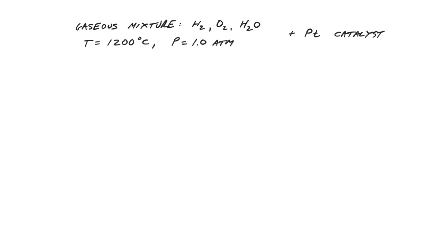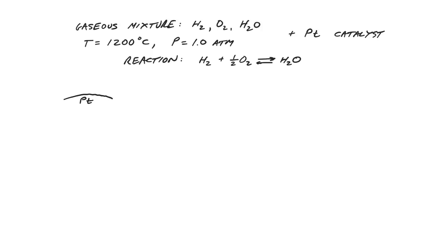Okay, one more. A gaseous mixture of H2, O2, and H2O at 1200 degrees C and 1 atmosphere in the presence of a platinum catalyst. Due to the high temperature and the presence of the noble metal catalyst, we expect rapid equilibrium of the hydrogen oxidation reaction. So we have a reaction in this case. Counting components and phases, we have a gas containing H2, O2, and H2O. But do we count the platinum?